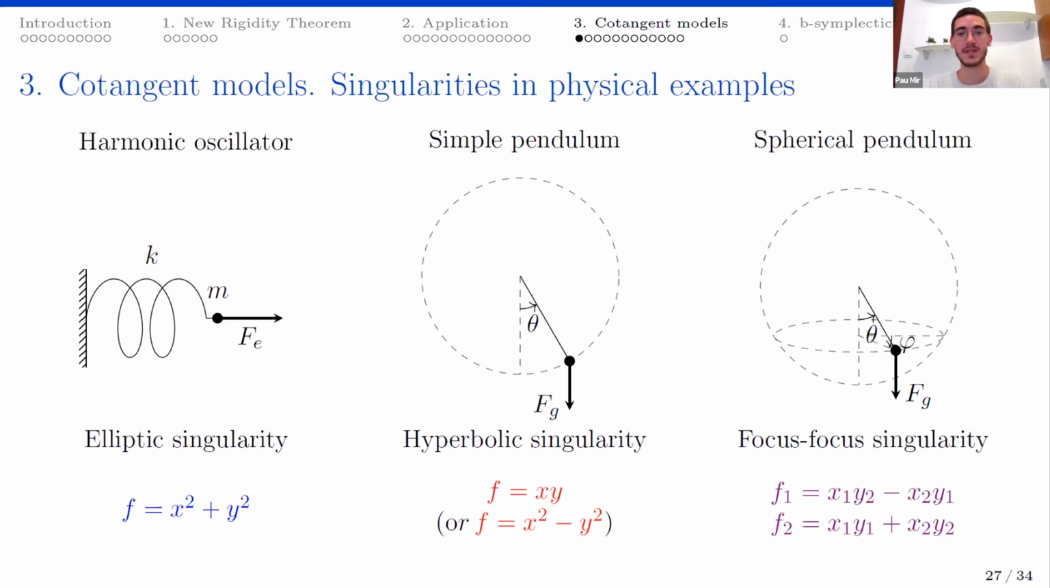We find the hyperbolic singularity in the simple pendulum, not in the bottom equilibrium, but on the unstable top equilibrium of the simple pendulum. And we find also the focus-focus singularity in the spherical pendulum, not on the bottom equilibrium, which is stable, but on the top equilibrium, which is in this case a focus-focus singularity.